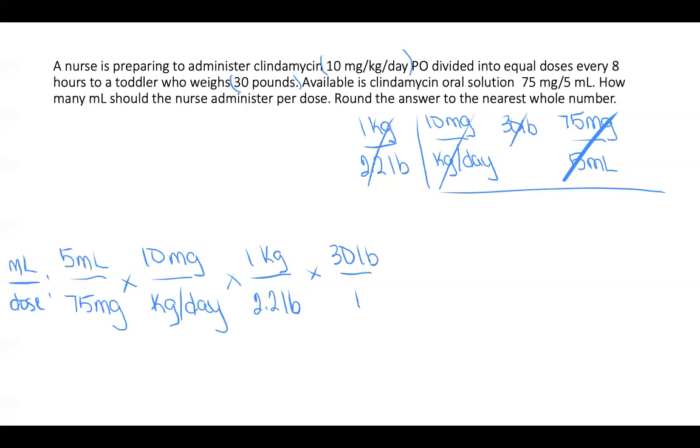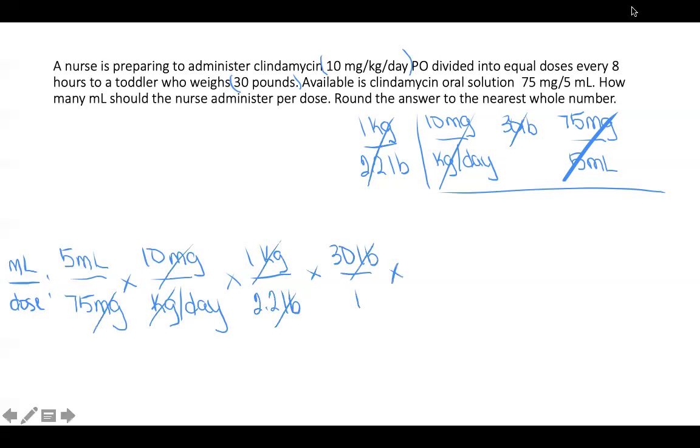Don't skip this step. I'm telling you, every time I say this, somebody's skipping a step somewhere. I don't know why, but it's just the way of the world. All right, so pounds is canceled out, kilograms is canceled out, milligrams is canceled out, and we're left with milliliters per day, which does not match what we're looking for. So that means we need to add one more conversion to our problem.